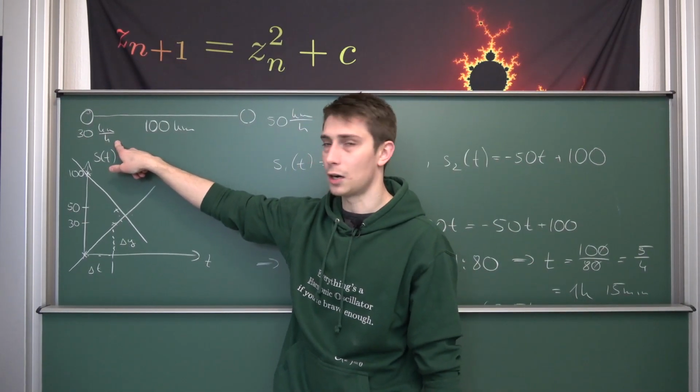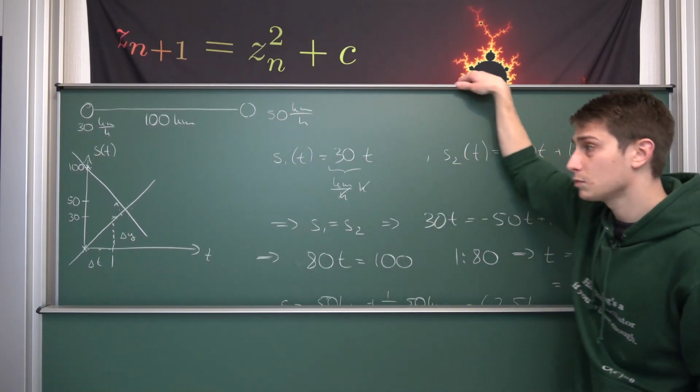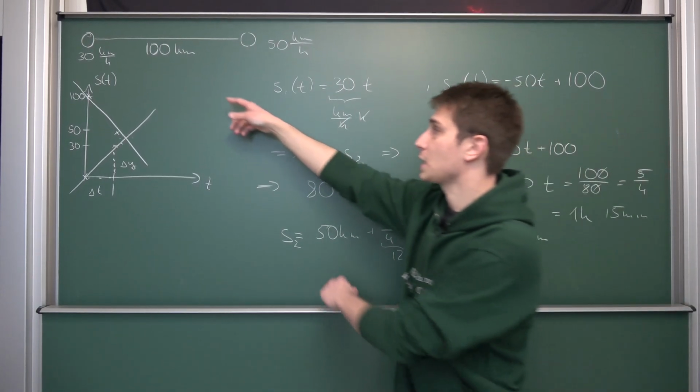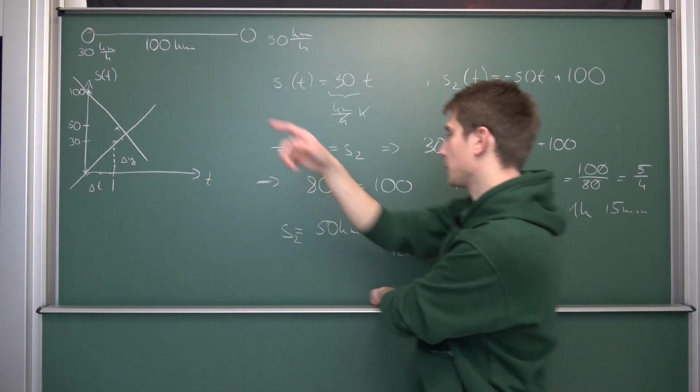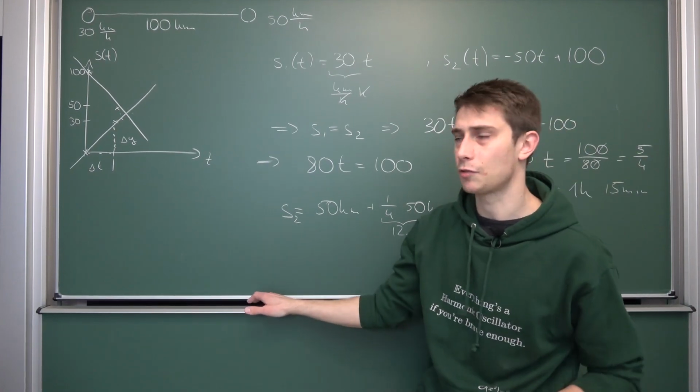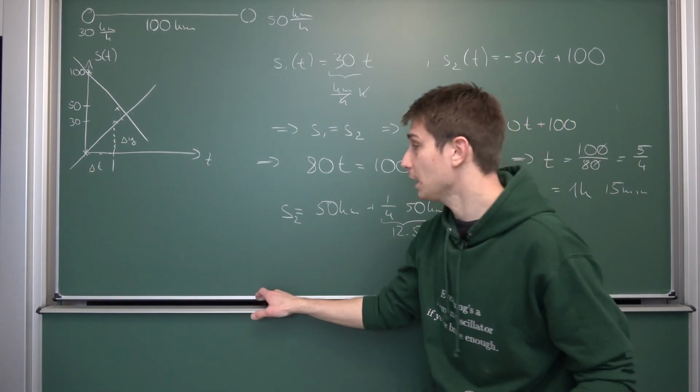Now what about this car? What's the distance that it takes in the same time? It's fairly easy to find out because we just need to find the difference between 100 and 62.5. This is going to give us 37.5. And hence we are done. Oh yeah, this was the question.